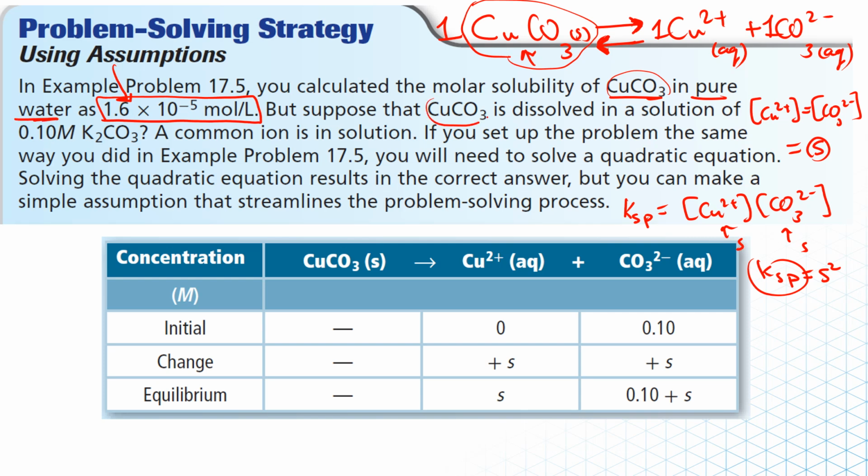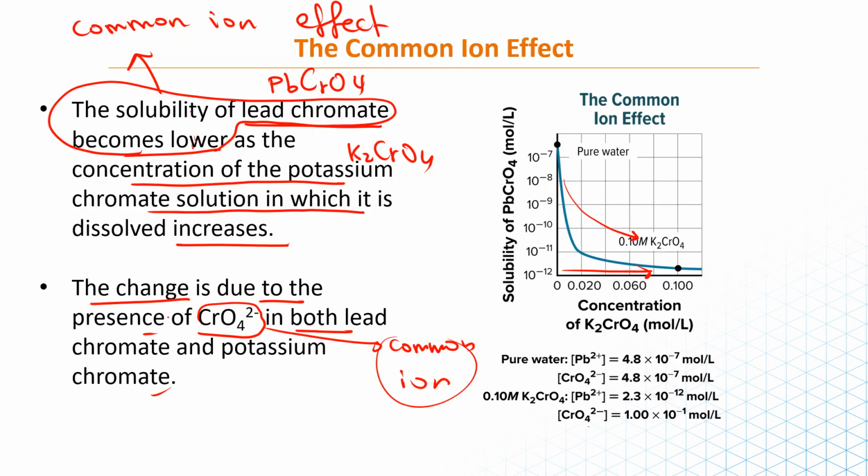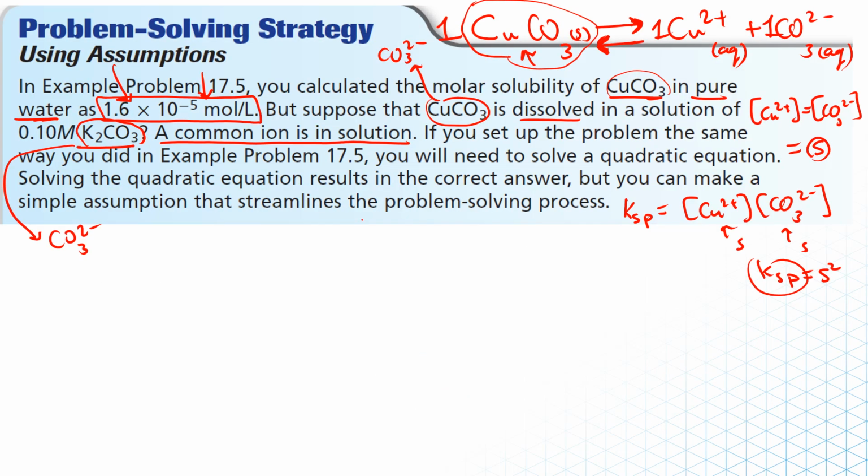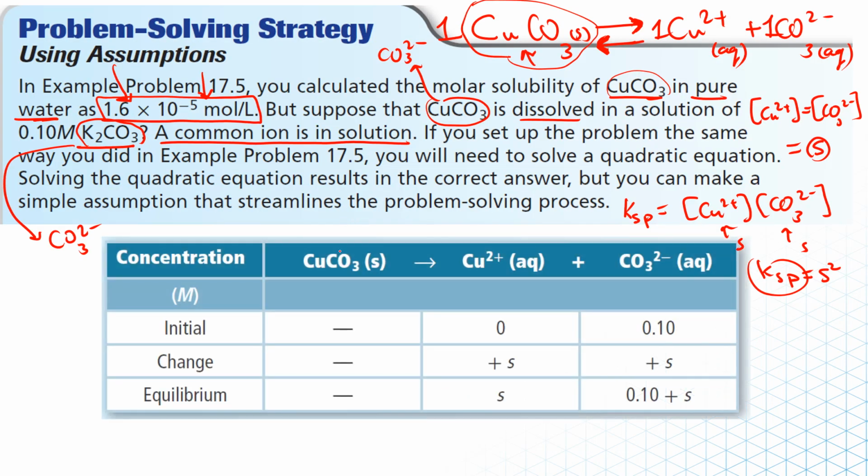But suppose we put this compound in ذوبة, we dissolved it in a solution of K2CO3. This is a common ion solution. Why? Because here we have CO3 minus 2 and here we have CO3 minus 2. فالمفروض هل الكمية هاي اللي قاعدة تذوب بتقل ولا بتزيد؟ احنا نعرف الكومن ايون افكت، تأثير الكومن ايون افكت المفروض ان الكمية راح تقل، كمية المادة اللي بتذوب راح تقل. So how can we calculate it? So we do the following, guys. Okay? So we do the following.